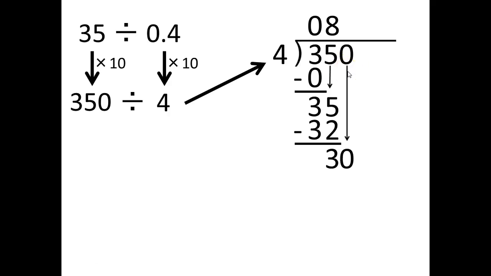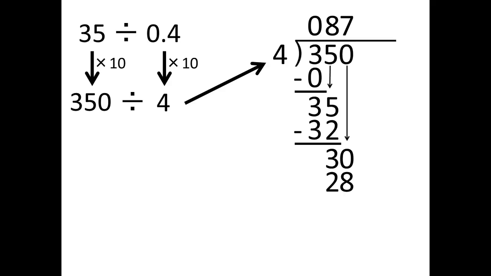Then I ask myself, how many times can 4 go into 30? Well, at most it can go in 7 times, because 7 sets of 4 is 28, and that's the maximum groups of 4s I can make with 30.